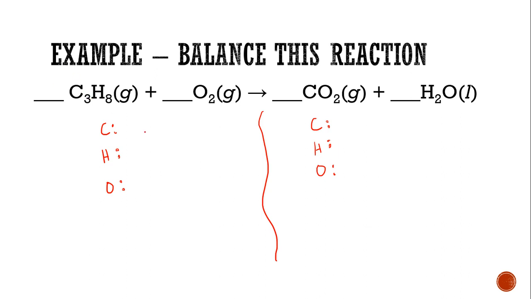Here, if I look at carbon, I have 3 of them. Hydrogen, I have 8. And this oxygen, I have 2. Over here, this carbon, I have 1. But notice this oxygen, I have 2 oxygen from here plus my 1 oxygen from here. So I actually have 3 oxygen and then 2 hydrogen.